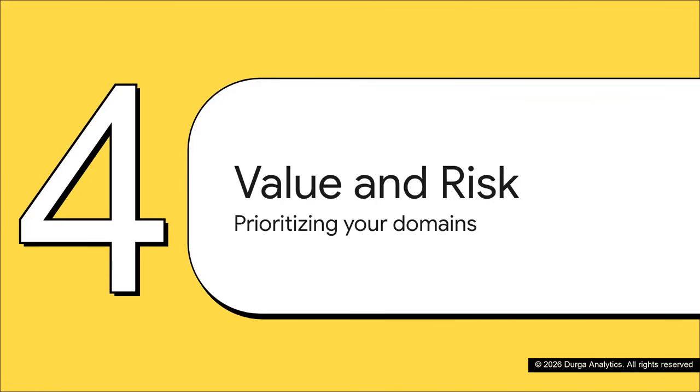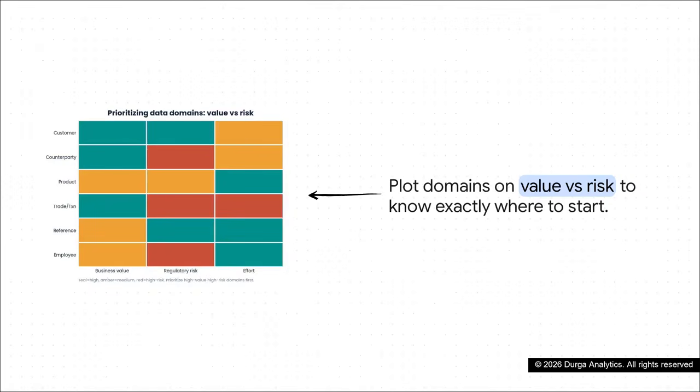Moving on to Section 4, prioritizing value and risk, deciding where to start. Now, what's really interesting here is that once you've drawn all these beautiful domains, you still can't govern all of them on day one. You have to pick one to start with, and guessing just won't cut it.